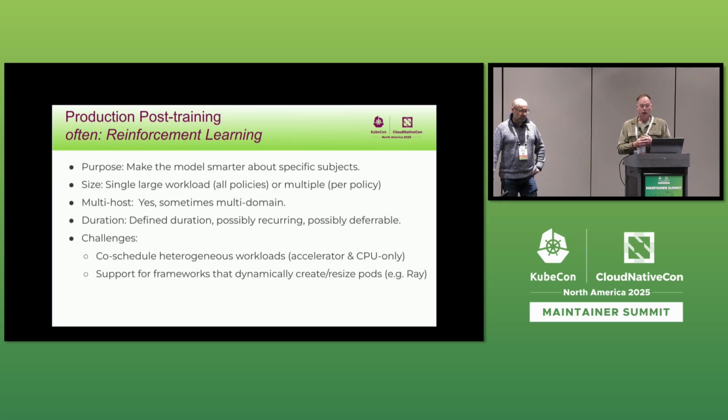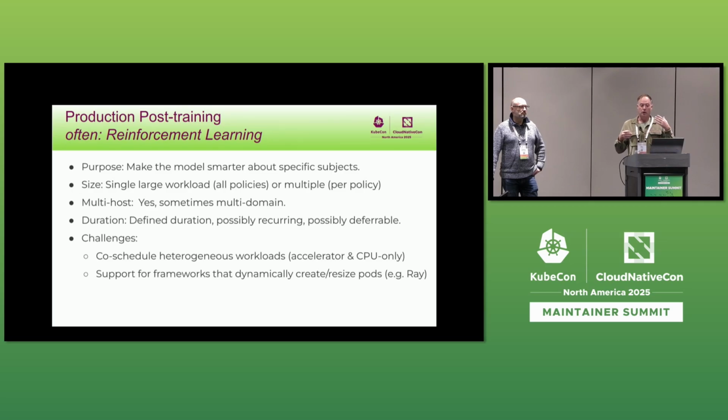And so it's definitely going to be multi-host because you have to be able to back-propagate through these models, and it can even be multiple domains of machines. And it's less clear what the duration is. There's multiple ways to do this. But one of the key challenges we see is that you have both accelerator workloads and CPU workloads, and they need to be running at the same time and closely interacting, but they may be on different types of hardware.